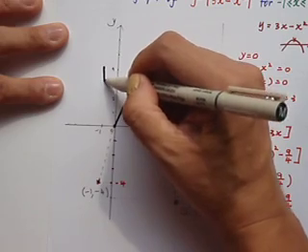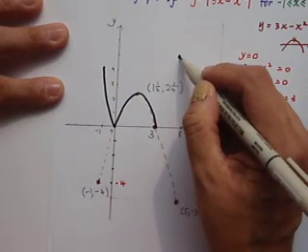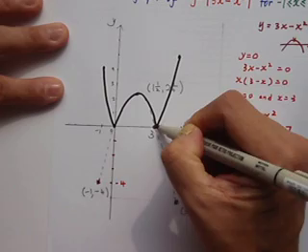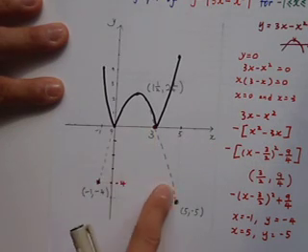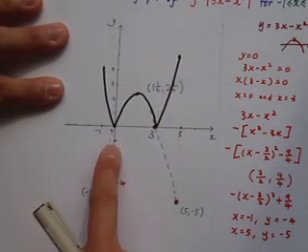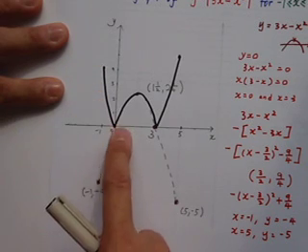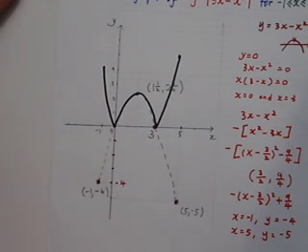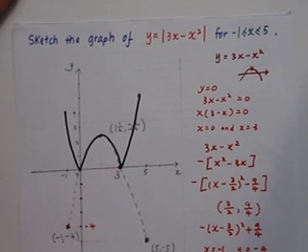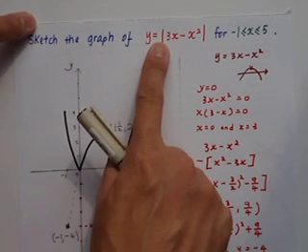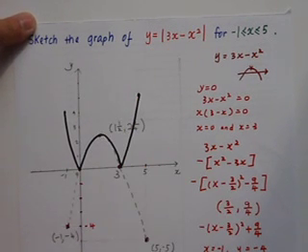So the graph looks like this. This portion is reflected up, this portion reflected up. This portion remains unchanged. So this is how the graph of y equals to modulus of 3x minus x squared looks like.